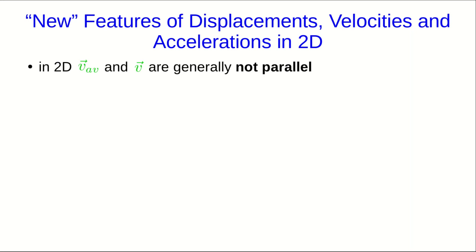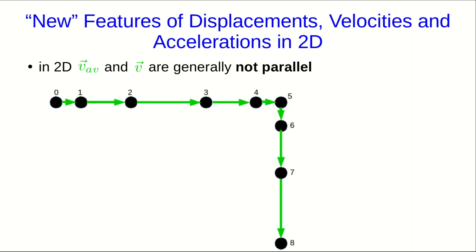For example, in 1 dimension, the average velocity and instantaneous velocity are usually in the same direction, or at least parallel. They can be in opposite directions. But in 2 dimensions, that's not even true, and let me show you why. So here's a very simple 2-dimensional motion. It's actually 2 straight line motions that are stitched together, and let's look at some average and instantaneous velocities.